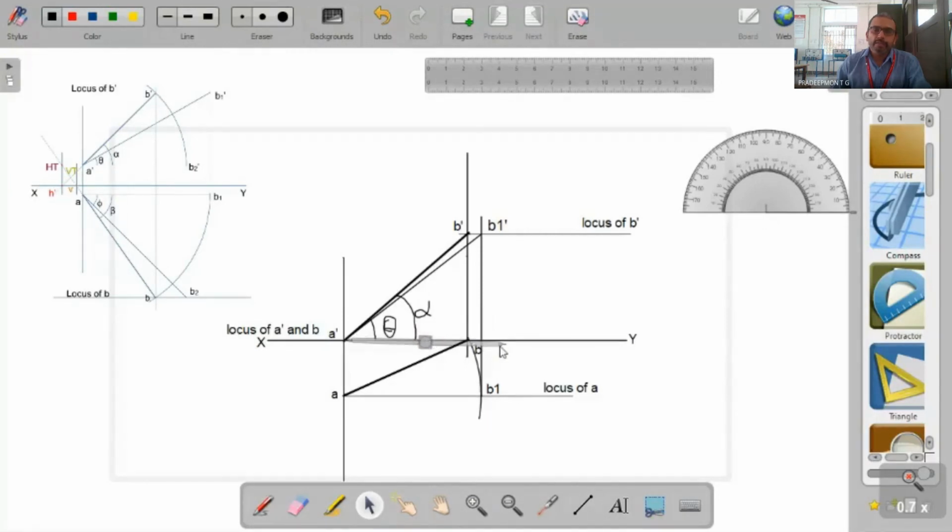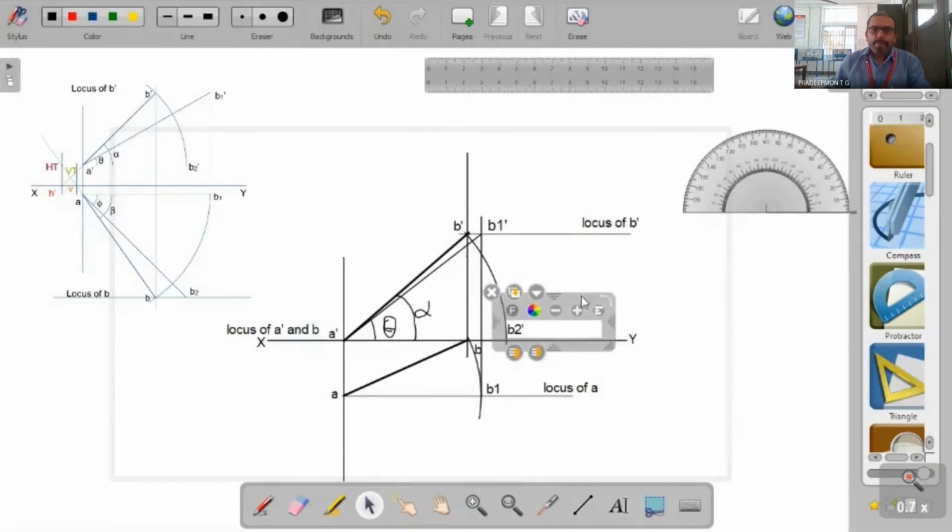So draw an arc like this, that is from A dash B dash, draw an arc such that it intersects with the XY line. The XY line itself is our locus of A dash, and this point is B2 dash. This is the point B2 dash.